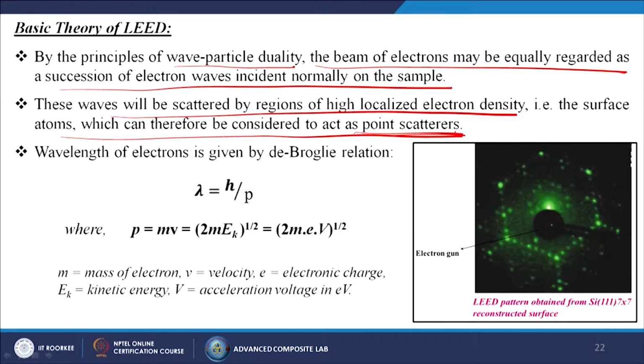The wavelength of electrons is given by the de Broglie equation, that is lambda is equal to h by p, where p is equal to mv, which is equal to root over 2 m e V. m is the mass of the electron, v is the velocity, e is the electronic charge, Ek is the kinetic energy, and capital V is the acceleration voltage in electron volts. So, this is generally the electron gun. And this is the LEED pattern obtained from a silicon 111 7x7 reconstructed surface itself.